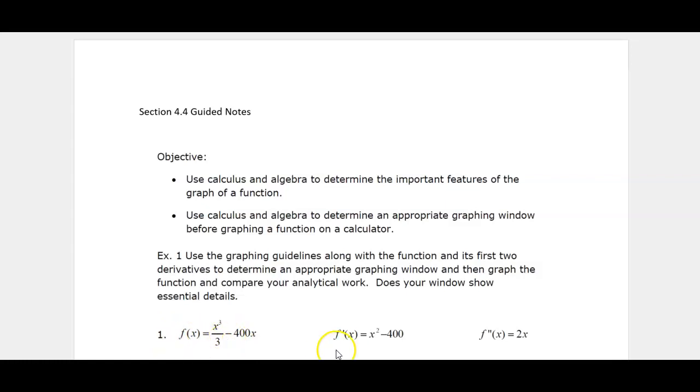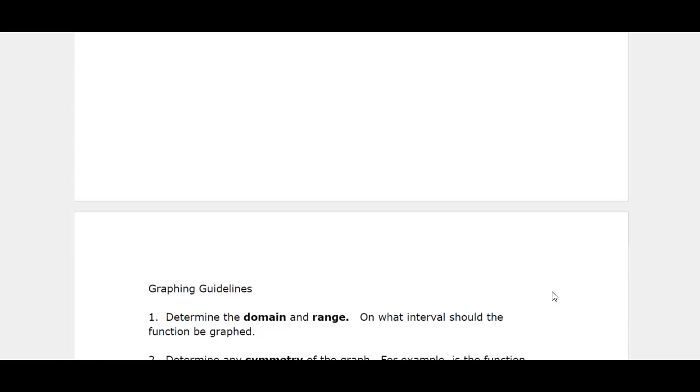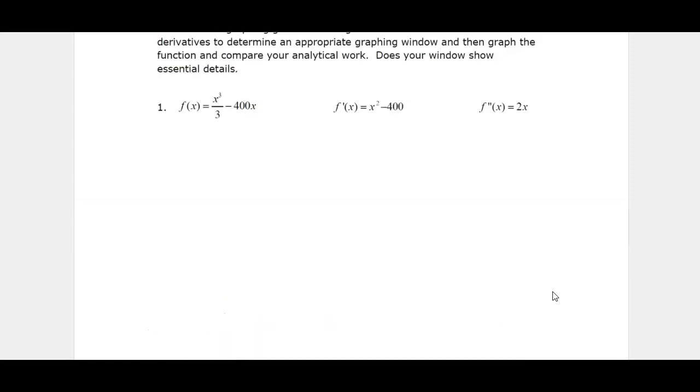So we're going to work with the function f of x equals x cubed divided by 3 minus 400x. And I'm going to need the derivative and the second derivative of this function, so I've also got that written down here. But we have some guidelines for doing this. The first thing we want to do is find the domain and the range.